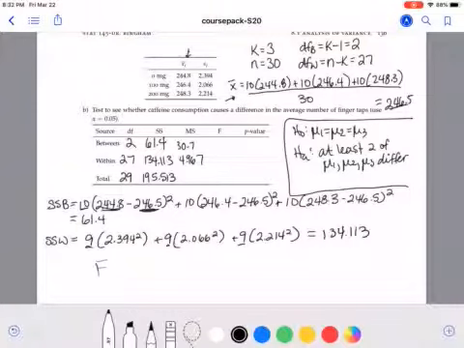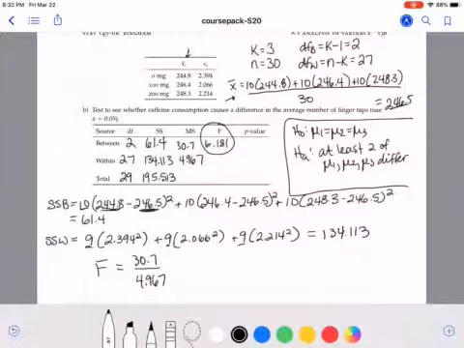And then finally, our F test statistic is the ratio of those 2 mean squares. So we would get 30.7 over 4.967, giving us 6.181. Okay, so that's our test statistic.